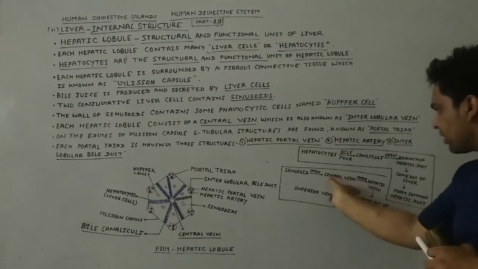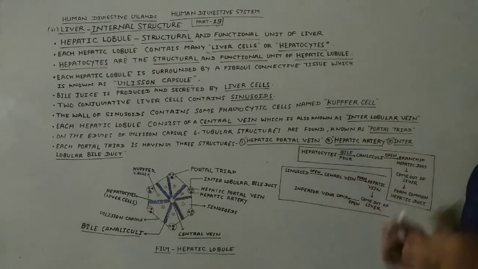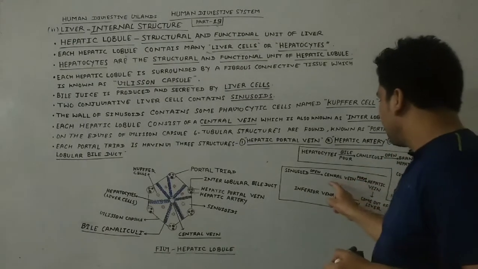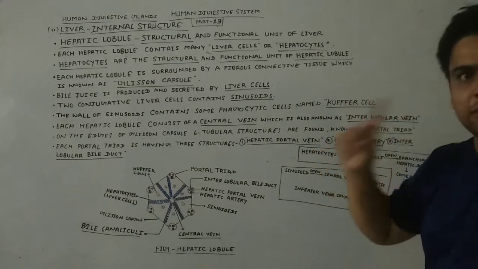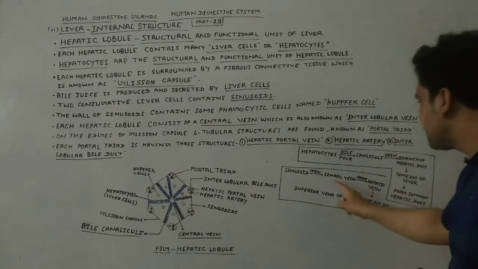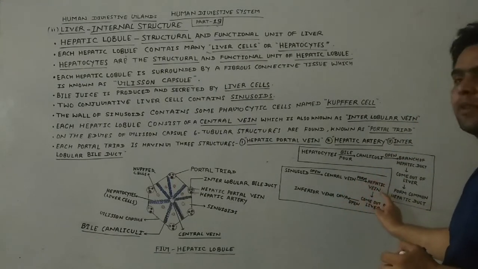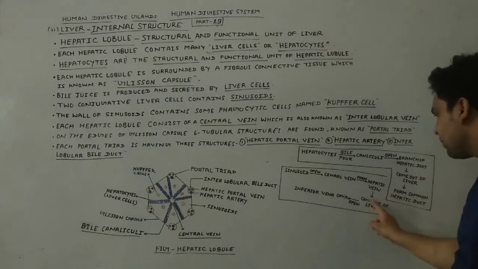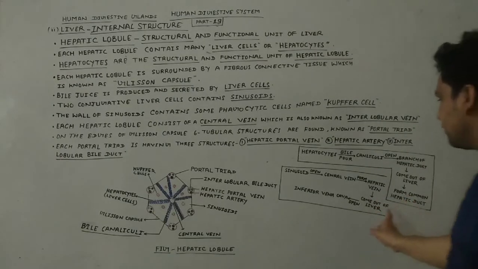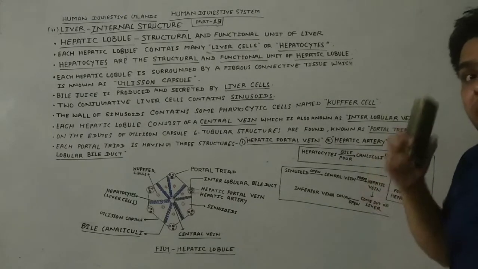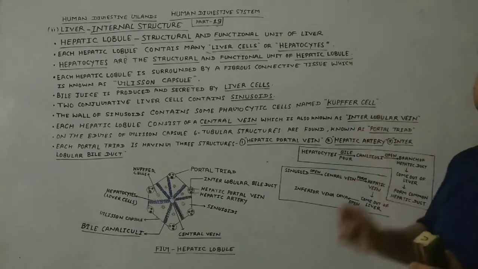You must know, students, there are approximately 1 million central veins found in each liver. Clear, students? These central veins get conjugated and form the hepatic vein, and these hepatic veins come out of the liver and open into the inferior vena cava. And you must know, students, the inferior vena cava carries deoxygenated blood from organs to the heart.